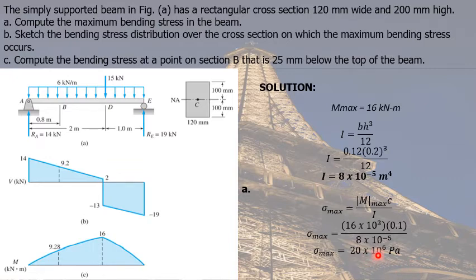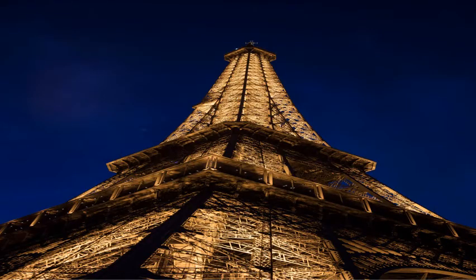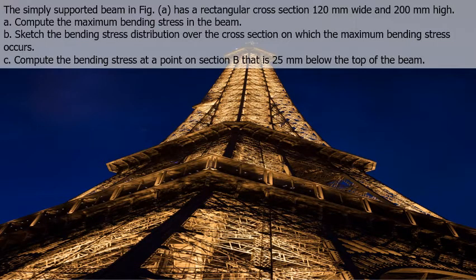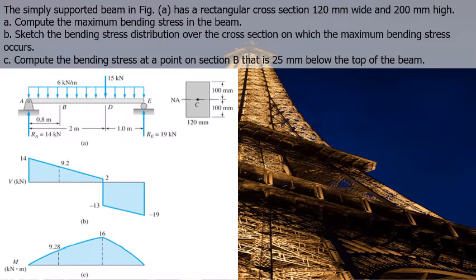That is equal to 20 times 10 raised to 6, which is equal to 20 megapascals. Therefore, the maximum bending stress in the beam is 20 megapascals. For letter B, we need to sketch the bending stress distribution over the cross-section on which the maximum bending stress occurs. The maximum bending stress occurs in the cross-section of the beam that carries the largest or maximum bending moment. And in this problem, that is located at point D.